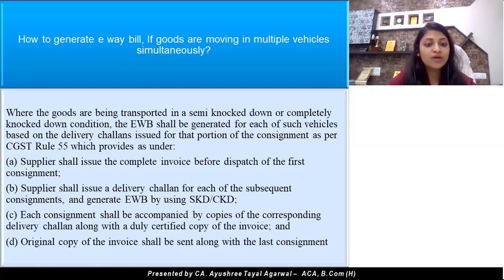The supplier shall issue the complete invoice before the dispatch of the first consignment. The supplier shall issue a delivery challan for each subsequent consignment and generate an e-way bill by using SKD/CKD. Each consignment shall be accompanied by a copy of the corresponding delivery challan along with a copy of the invoice. The original copy of the invoice shall be sent in the last consignment.